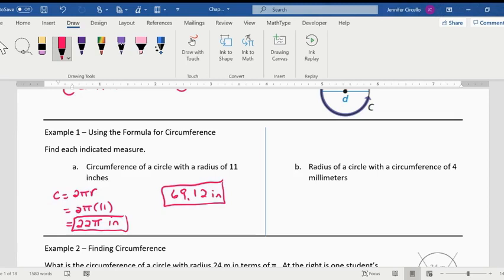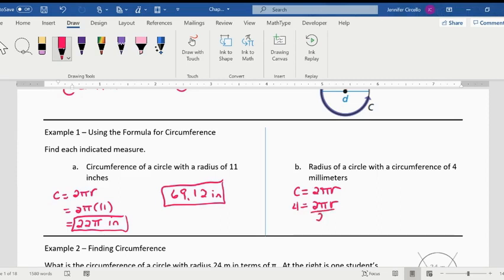Okay, so this one asks you to find the radius of a circle if we know the circumference. So the formula we're going to use again is the one with the radius, so 2 pi r. We know the circumference is 4, and we're trying to find the radius. So you have an equation, 4 equals 2 pi r. 2 pi is a number. I do not want you to put it in your calculator and round at this point, because you will end up getting a rounding error that will make your answer in the end off by a bit. So wait till the very end to put pi in your calculator.